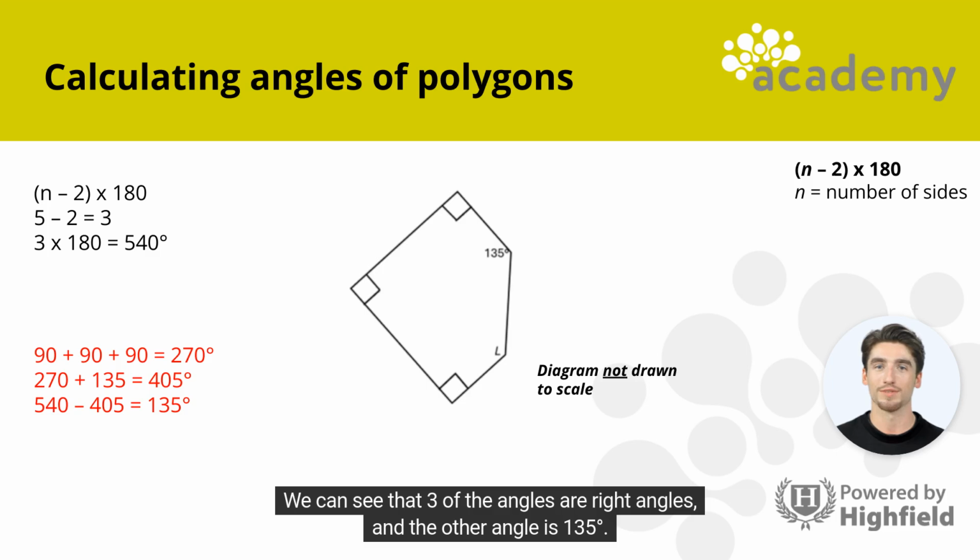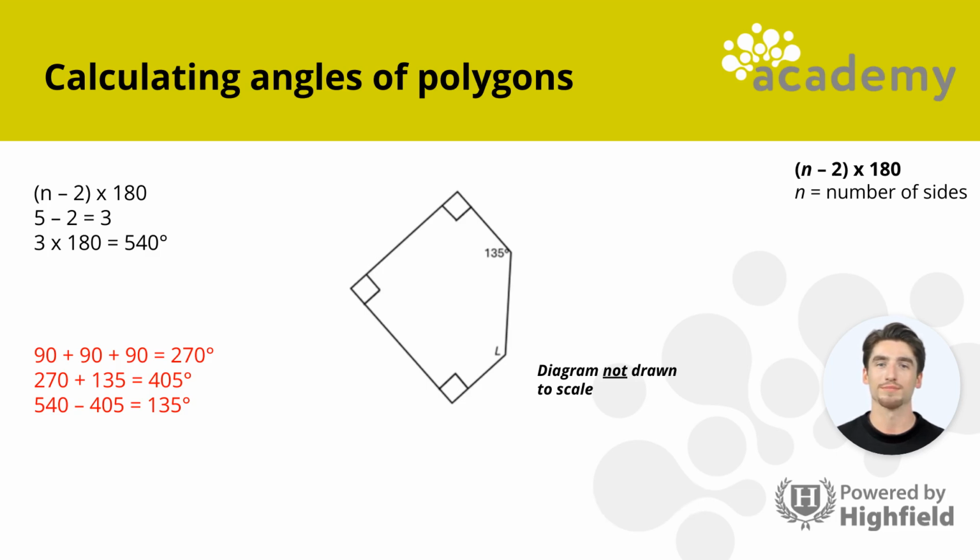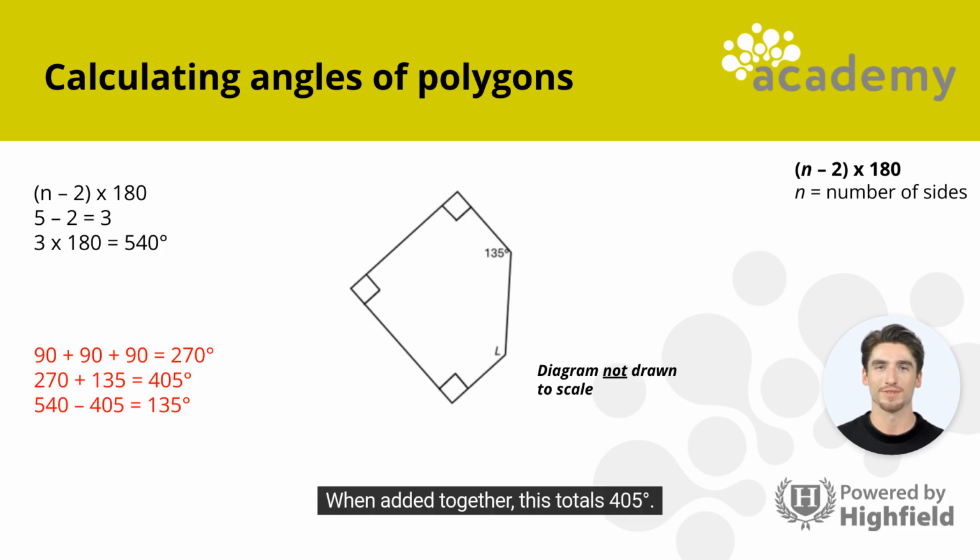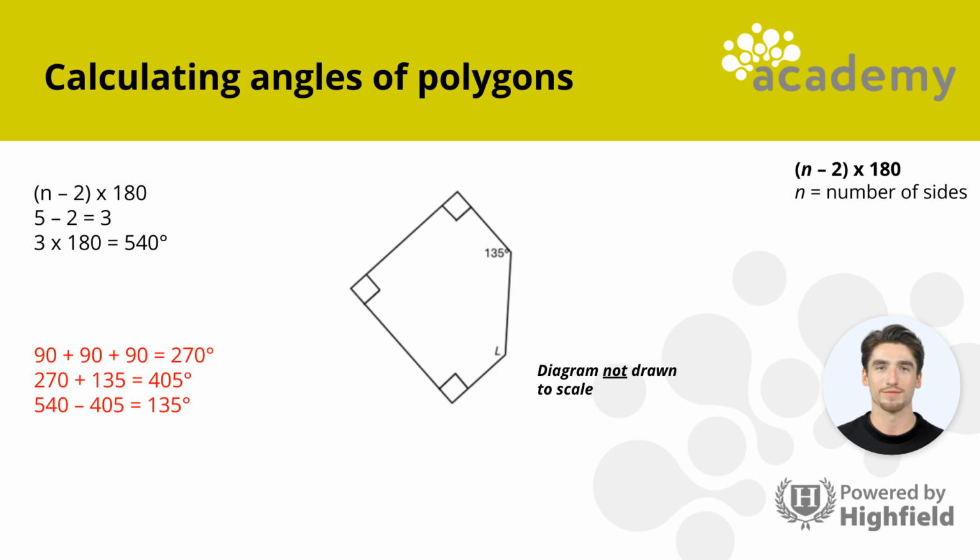We can see that 3 of the angles are right angles, and the other angle is 135 degrees. When added together, this totals 405 degrees. To find the missing angle, we need to subtract 405 from 540. 540 minus 405 equals 135. The missing angle measures 135 degrees.